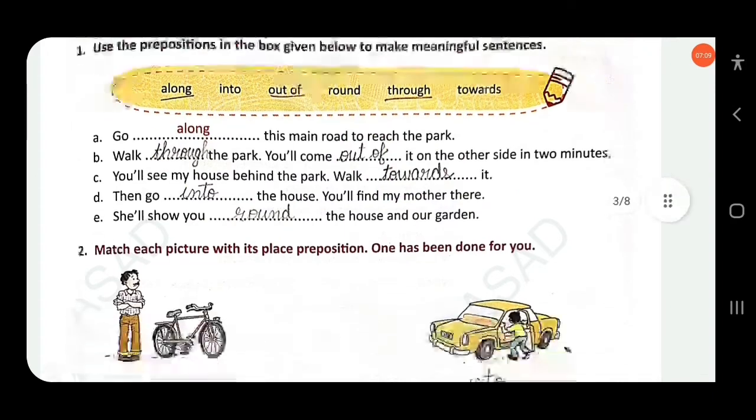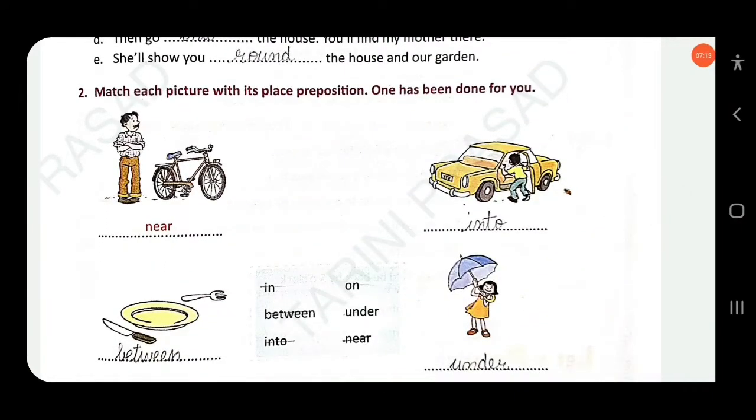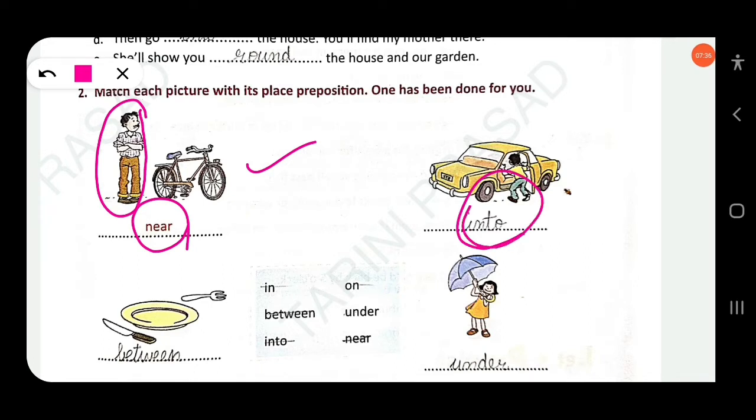Clear? Then next here, match each picture with its place preposition. These are prepositions of place. One has been done for you. You have to look at the picture and use the correct preposition according to the picture. Near: the boy is standing near the bicycle. So you have to use near. Then next, look at the picture. The boy is getting into the car. That means here, into.